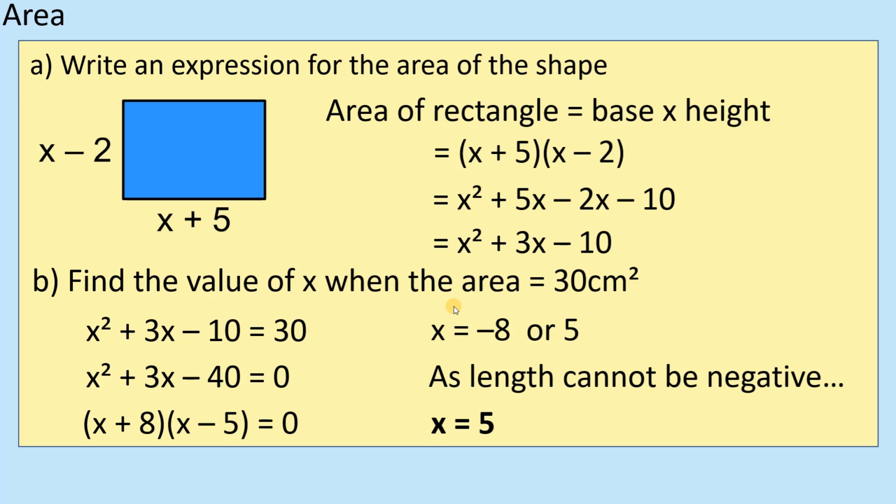I suppose at this point I could say, what is the length? Well, it'd be 10, because 5 plus 5. What is the width? 5 minus 2, 3. So it's 3 times 10, which of course is 30, which makes sense.